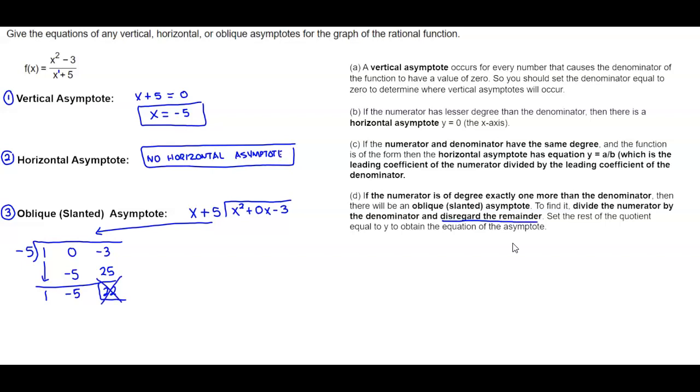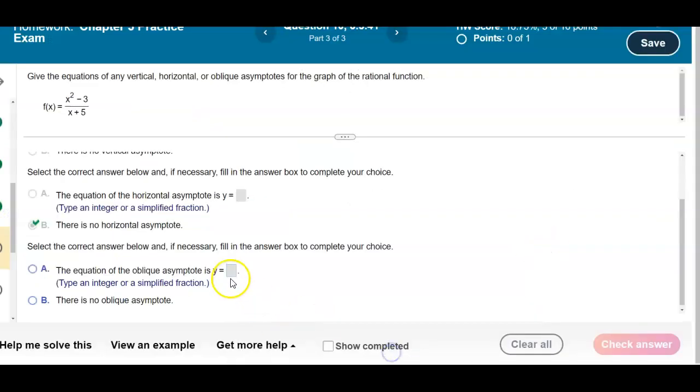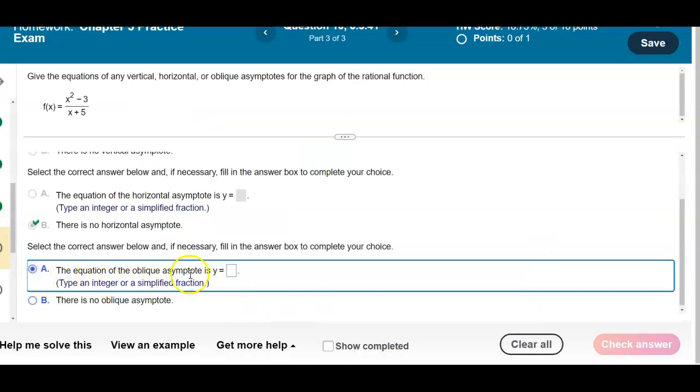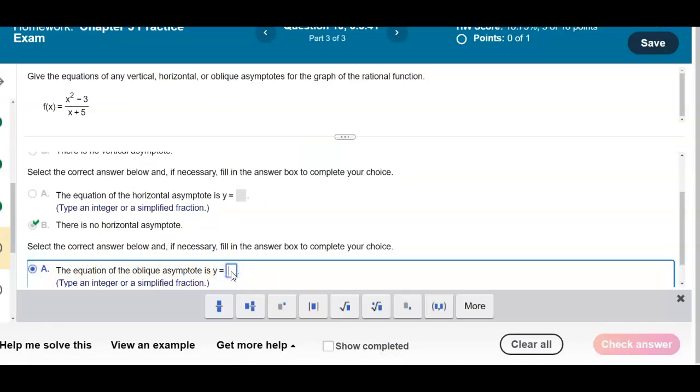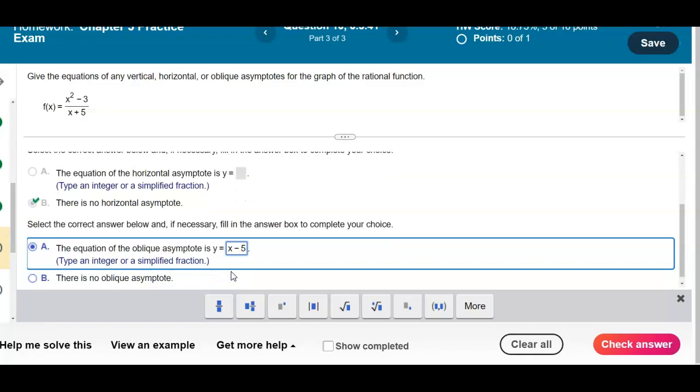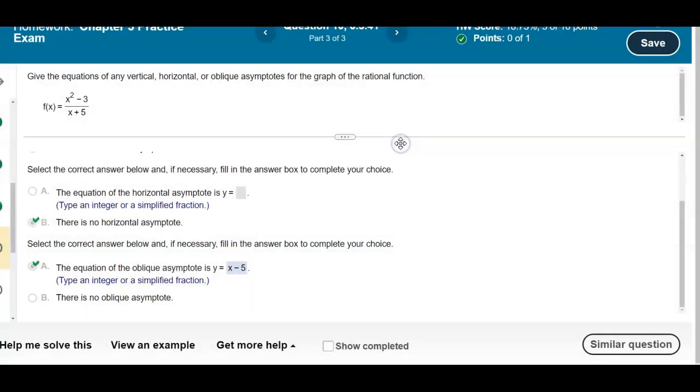Now what does this look like? The degree of the numerator is x squared, so the quotient is going to be x minus 5. Therefore, the oblique slanted asymptote is y equals x minus 5. So let's put that result in there. The equation of the oblique asymptote is y equals x minus 5. Check our answer, and there is our result.